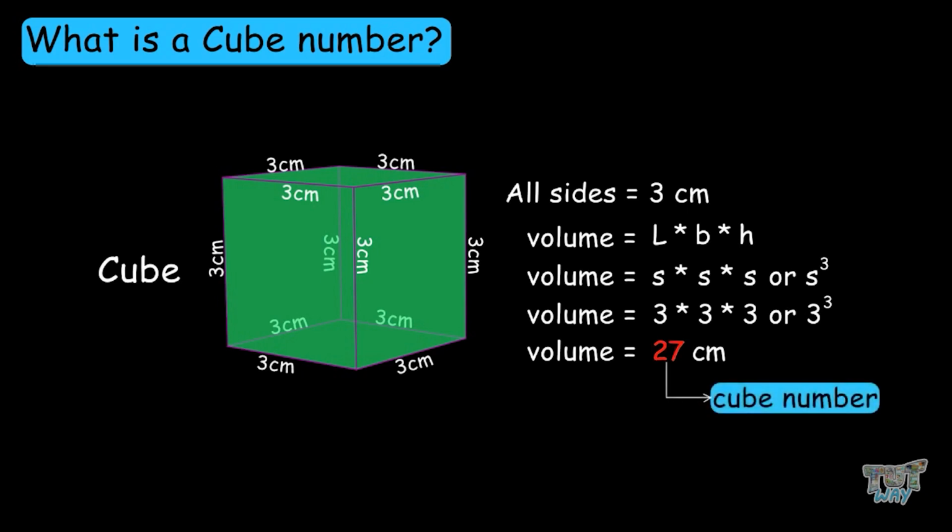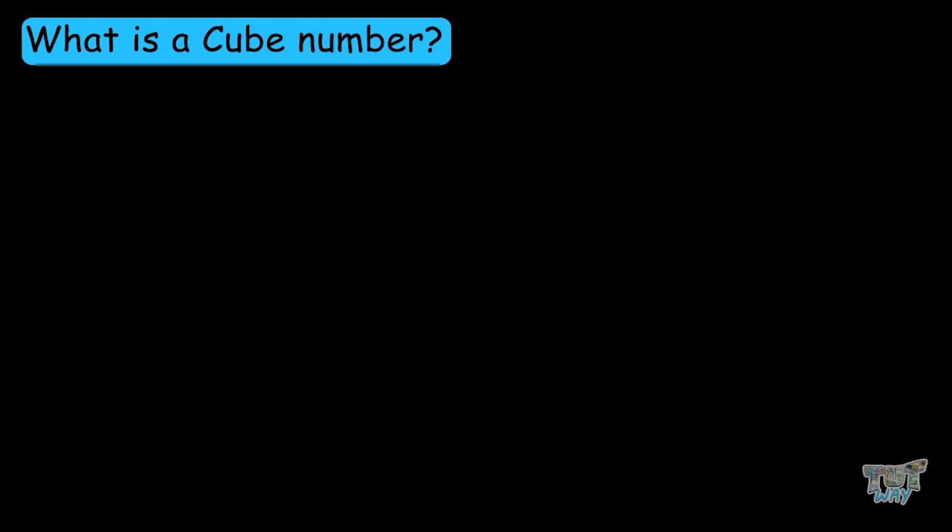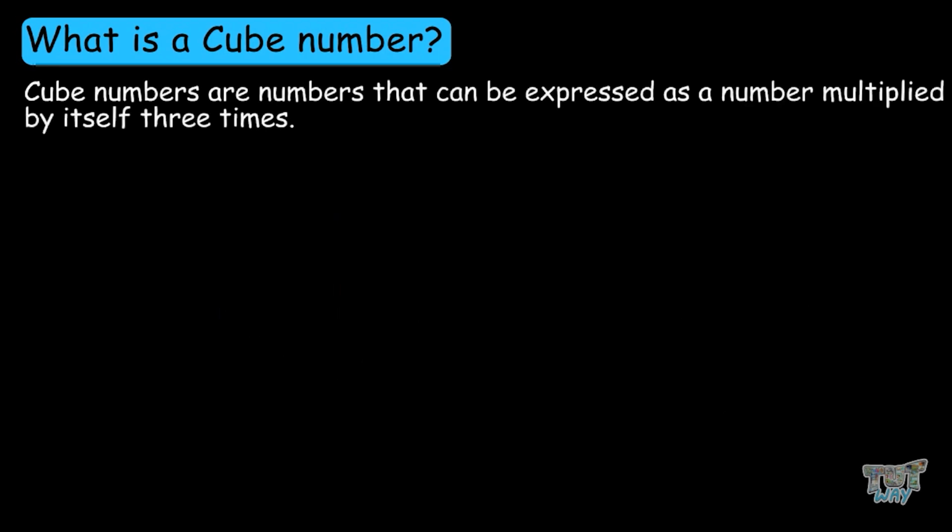That is, 27 can be represented as a number that multiplies with itself 3 times, as we can write 27 is 3 times 3 times 3. 27 is a cube number. So, cube number is a number that can be expressed as a number multiplied by itself 3 times, or a number raised to the power 3. So, cube number is n cubed. So now you know what is a cube number.